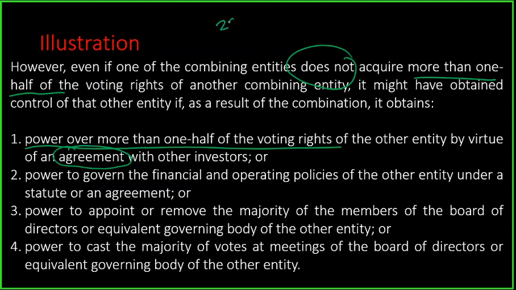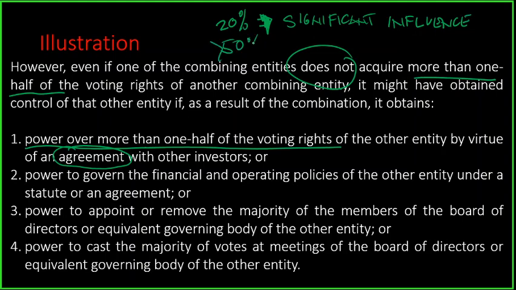Actually, have you heard of 20% and above but less than 50? If you already have 20% of the voting shares, you are considered to be an entity with significant influence. Let me write that down. Significant influence. More than 50%, you now have control. You know the difference of these two?